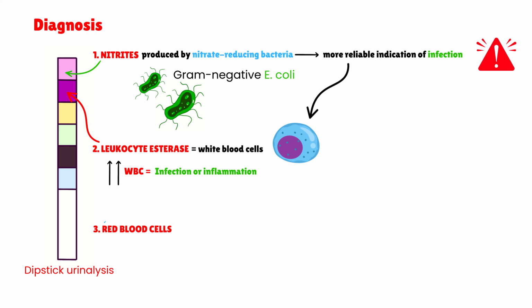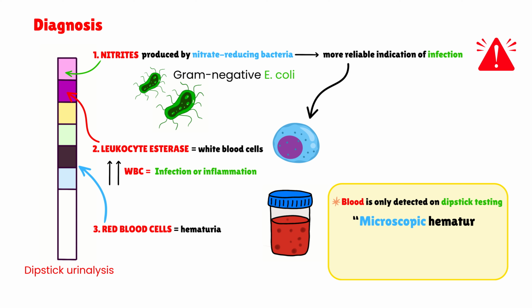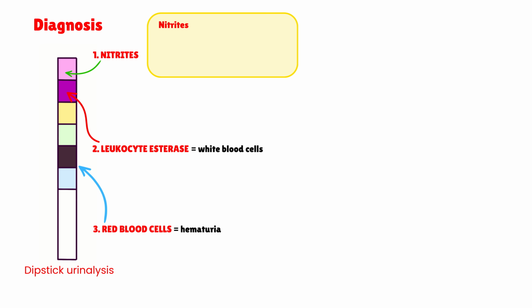Red blood cells in the urine signify hematuria. When blood is only detected on dipstick testing, it is referred to as microscopic hematuria. When visible to the naked eye, it is called macroscopic hematuria. Although hematuria is common in UTIs, it can also indicate other conditions such as bladder tumors or glomerulonephritis. If nitrites are present, or if leukocytes and red blood cells appear together, a UTI is likely. Treatment is usually warranted in these cases.